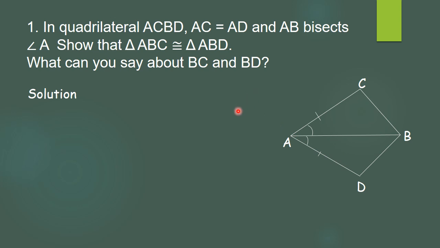Now always remember, when we want to prove two triangles congruent, we have to prove that three elements of one triangle are equal to three elements of the other triangle. And for that, first we have to select the triangles. Here they have given ABC and ABD. So we have to select these two triangles. Now try to get three elements of these, and then we can say that these triangles are congruent.